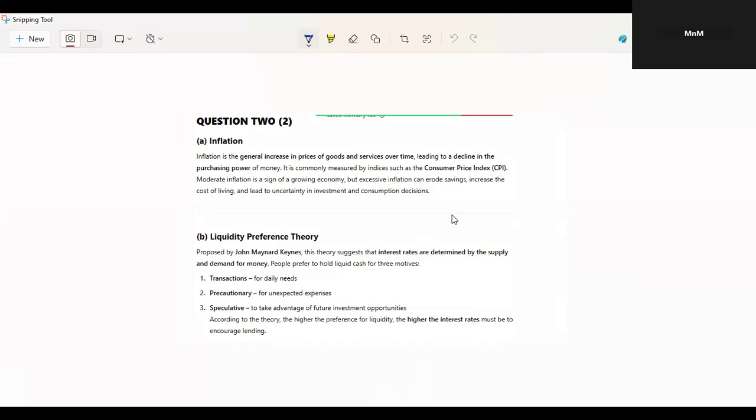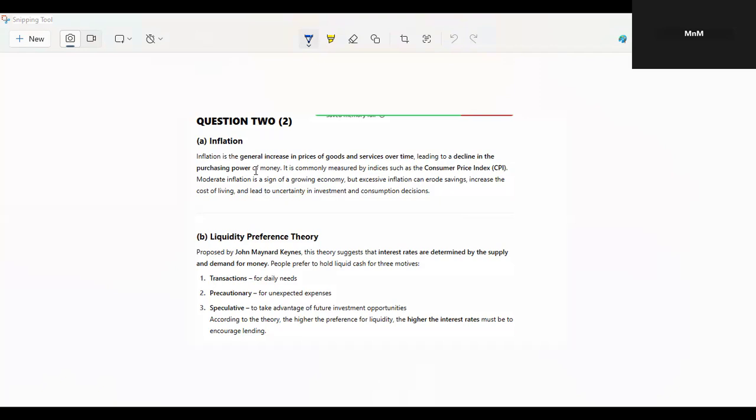Moderate inflation is simply a sign of a growing economy. But if you have excessive inflation, it can erode the savings. So we have different types of inflation, although this is just 5 marks to expand it. What types of inflation do we know? And to add more to what you know.